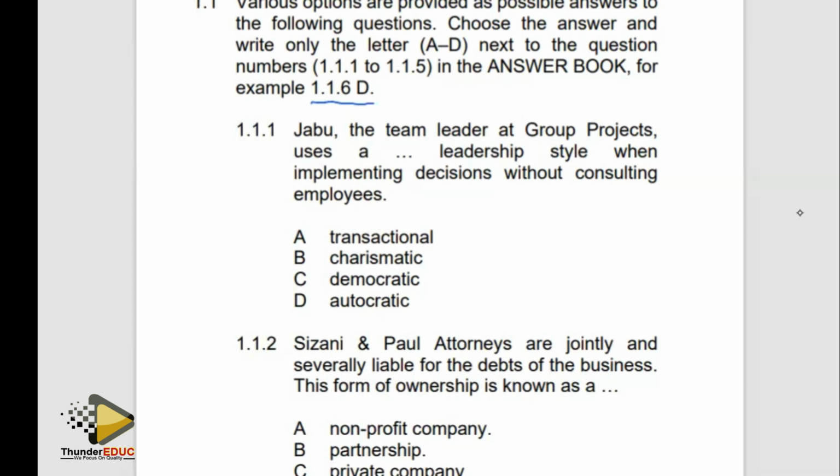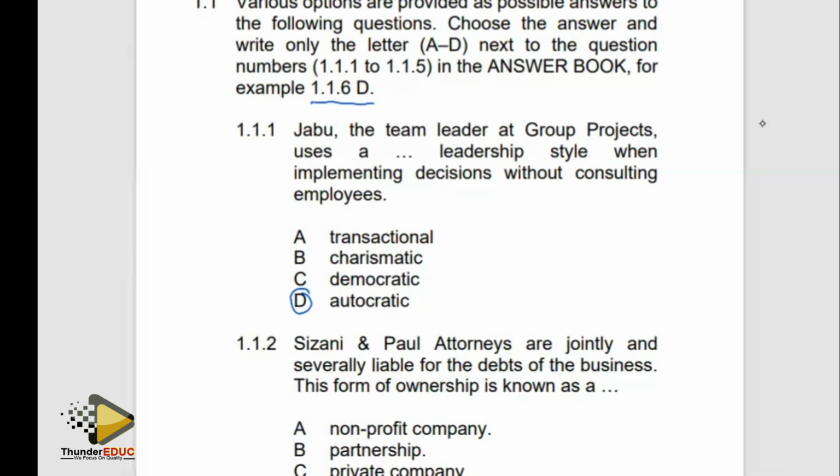Okay, right. So now 1.1.1 reads as follows: Jabu, the team leader at group projects, uses a dash leadership style when implementing decisions without consulting employees. If you still remember, there are different sets of these leadership styles. The moment a leader doesn't consult anyone whom he is working with, it means that this leader is applying the autocratic leadership style. So that is why our answer is going to be D.